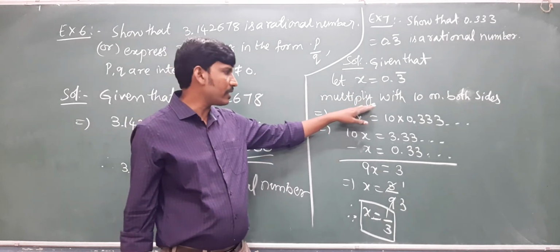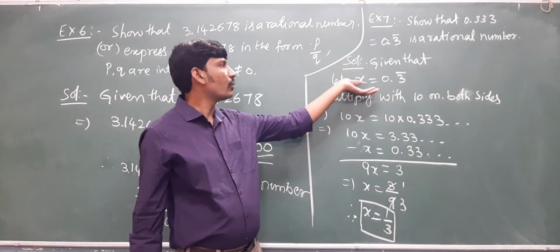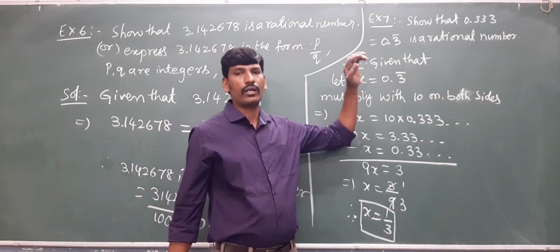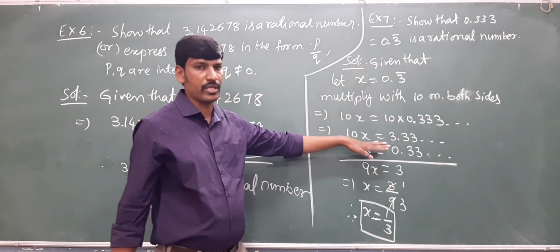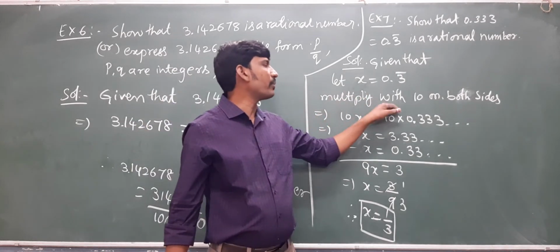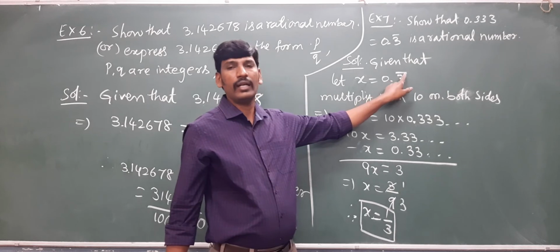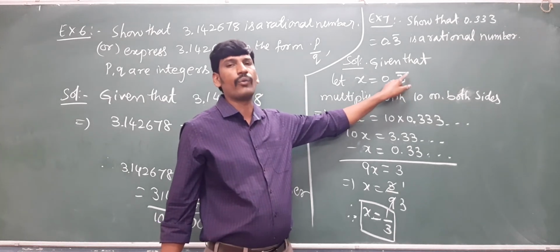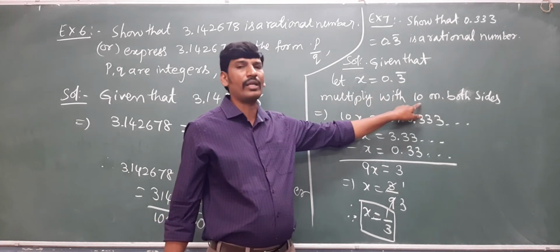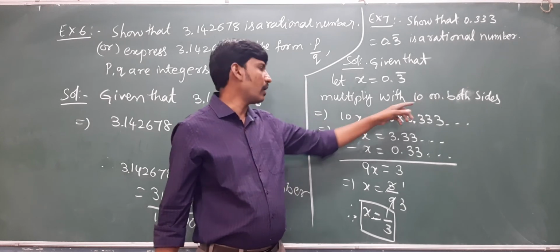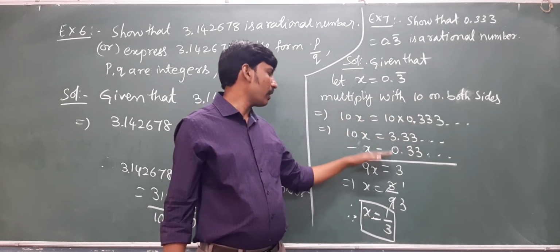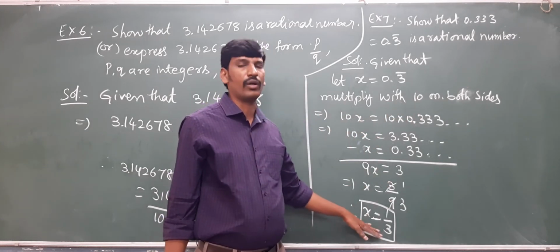Clear? So for this number to convert into a rational number, you need to do this process. Now, what are we going to multiply with, 10 or 100 or 1000? It depends on the bar of the numbers. Here I have only one digit under the bar. So that's why we are multiplying with 10. Clear? Now just multiply with 10. You simplify. You get the value as x equal to 1 by 3.